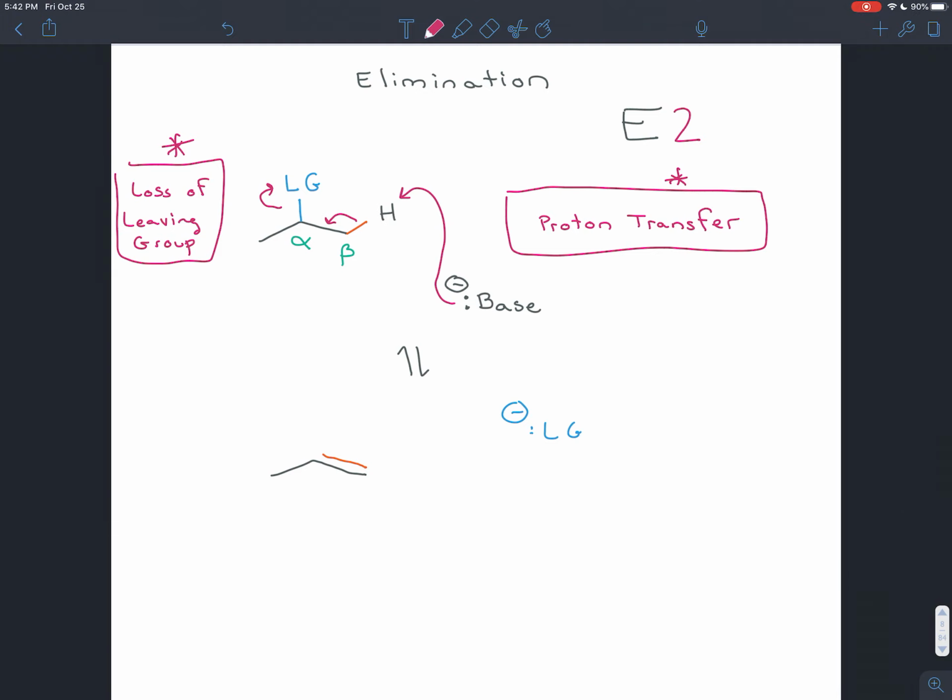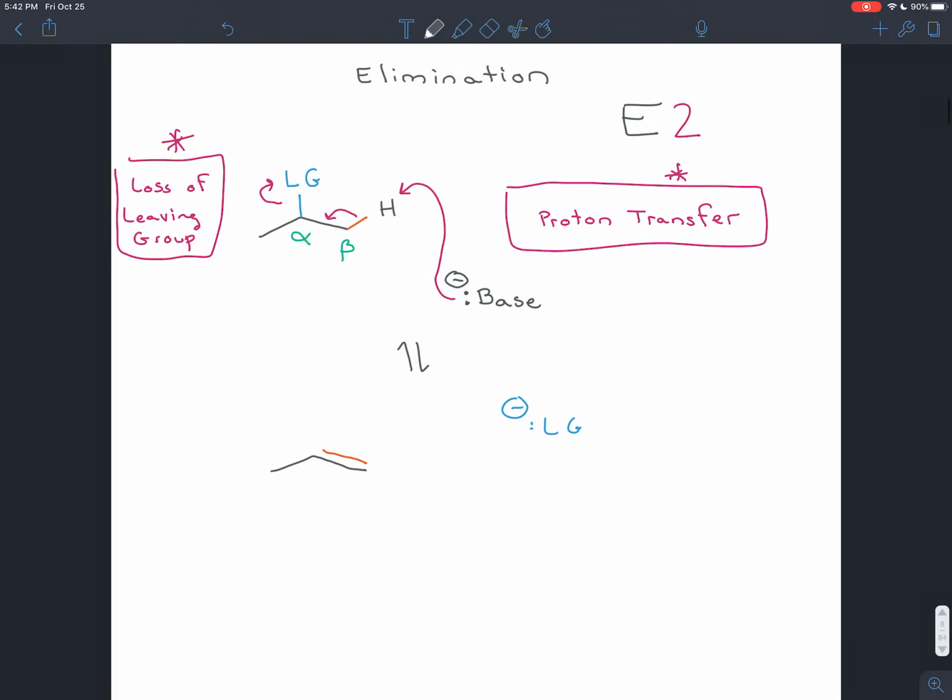Compare this with an SN2 reaction. SN2 also had loss of a leaving group, but instead of proton transfer, it had nucleophilic attack. So notice that difference. In substitution, you have a new molecule, the nucleophile, coming in. In elimination, you don't have a new molecule coming onto the substrate. You just have a base stealing a hydrogen off so that the electrons that are already there can give the boot to a leaving group. So that's elimination, that's E2.